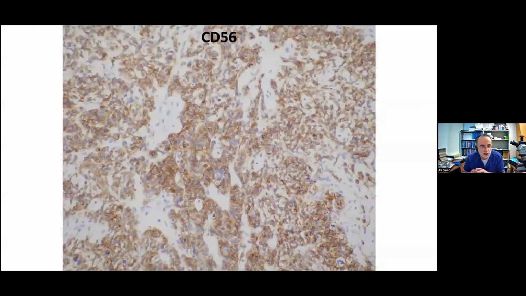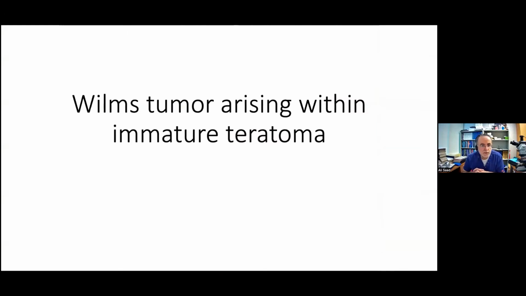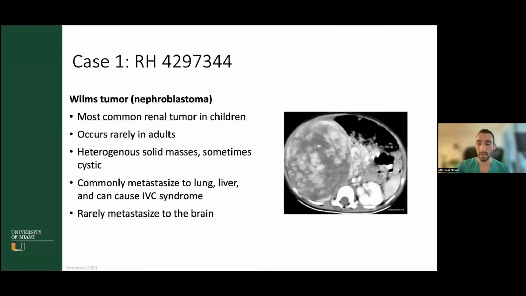Next slide, please. This is CD56, which is a neuronal marker. So there is neuroendocrine differentiation in this tumor. And so this is a Wilms tumor arising within immature teratoma. So for all practical purposes, this is immature teratoma of the CNS. So not a common thing that we see, obviously.